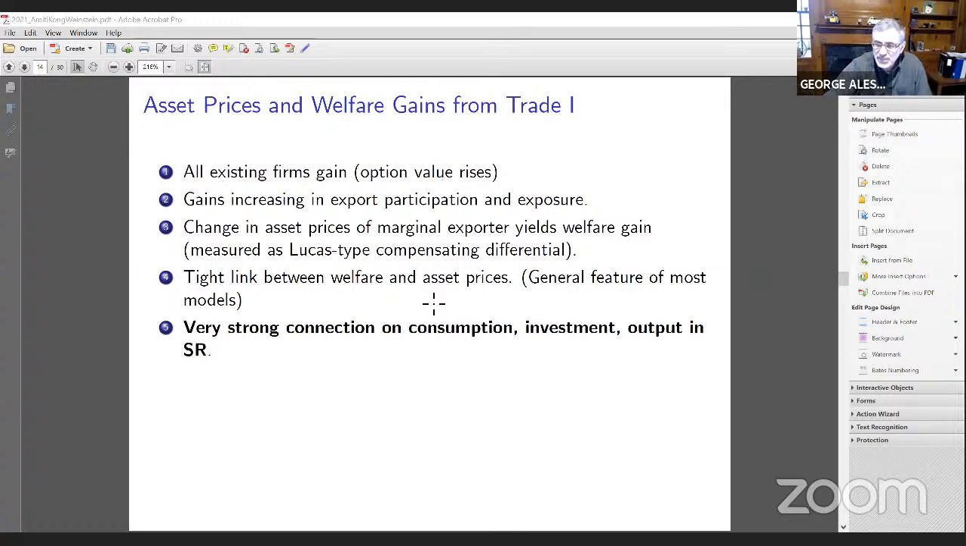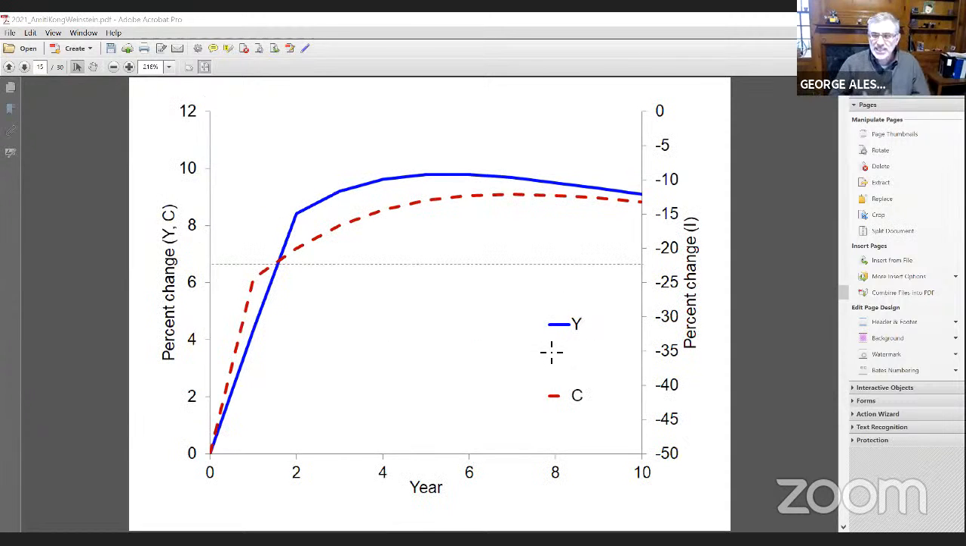So let me now show you what happens with the rest of the economy following this change in asset prices from this tariff change. There's a very strong connection between consumption, investment, and output in the short run. So here's again a trade liberalization.